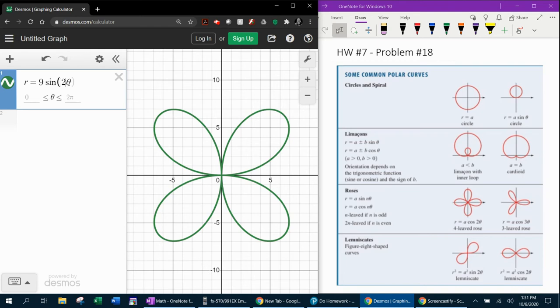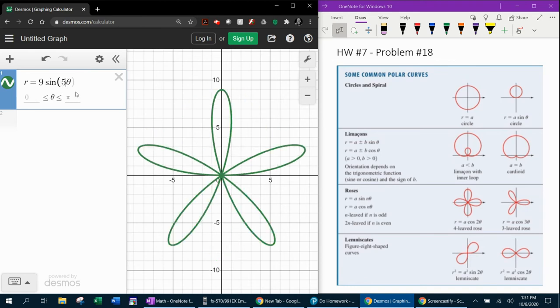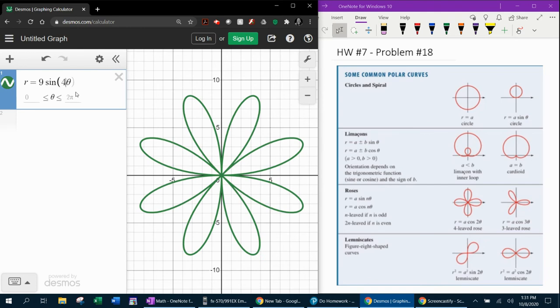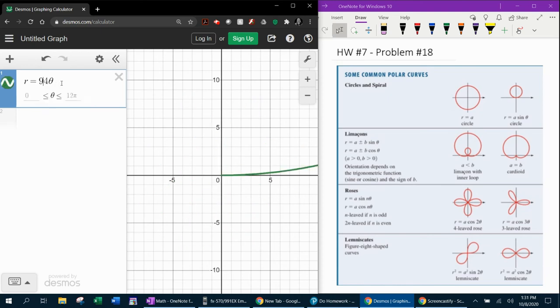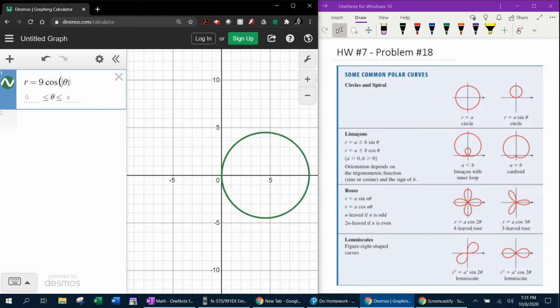And then if n is odd, then that number is the number of petals. So 3 petals or 5 petals. If n is odd, that's how many petals you get. If n is even, 4 times 2 is 8, you get twice as many petals. And again, if it's sine or cosine, the only thing that changes is the orientation of the flower, of the rose.